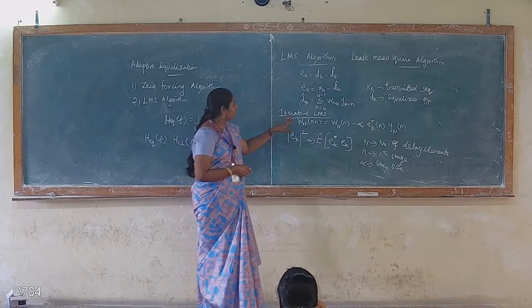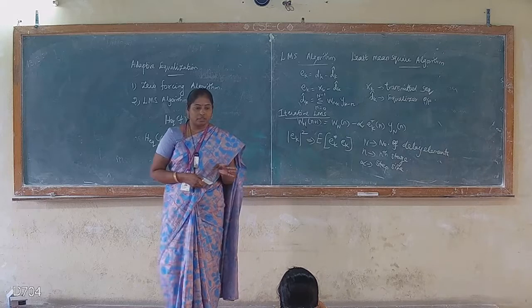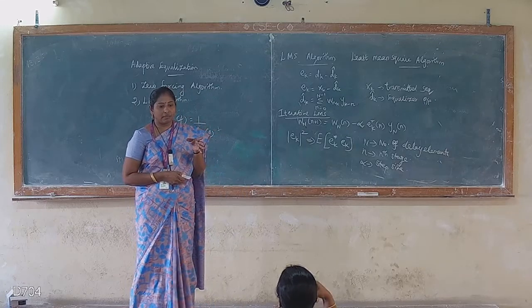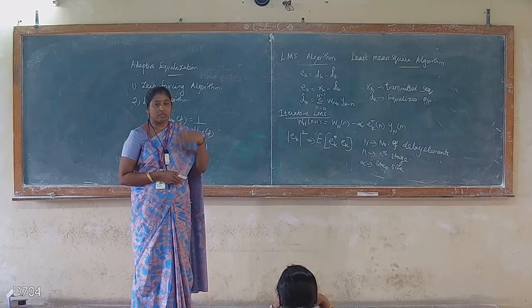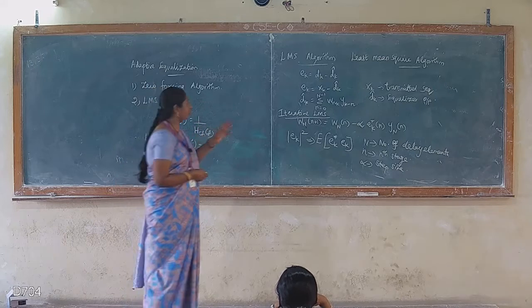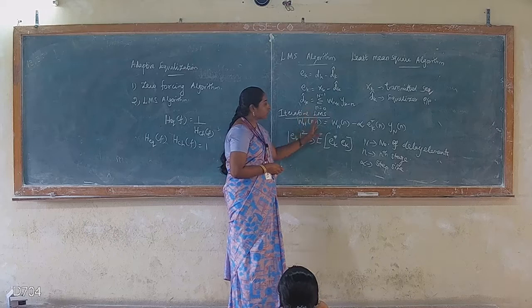Clear? Then what about the drawback of the LMS algorithm? It has a slow rate of convergence. That is, it will not end up with a small number of iterations. It will go up to some 1500. At that time only we can get W of n equal to W of n plus 1. So that is the main drawback.